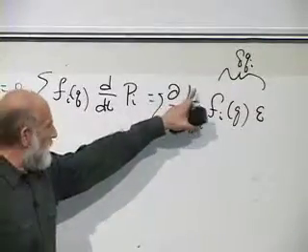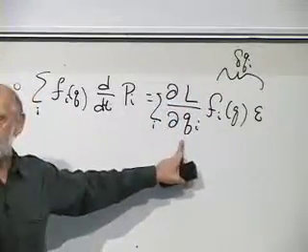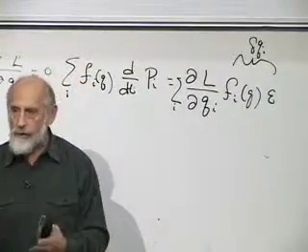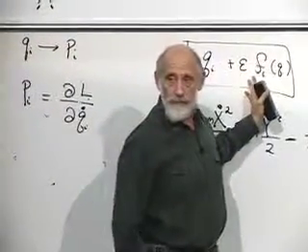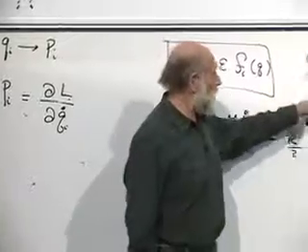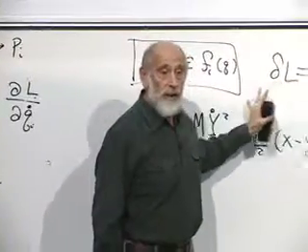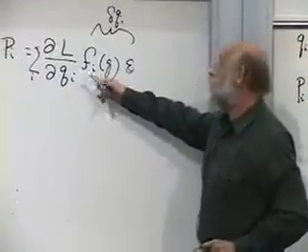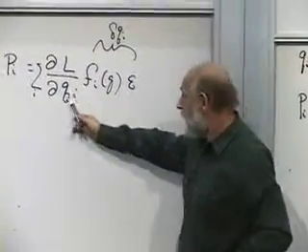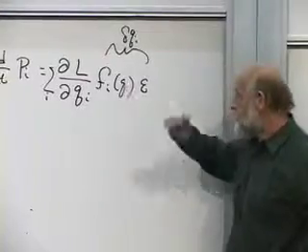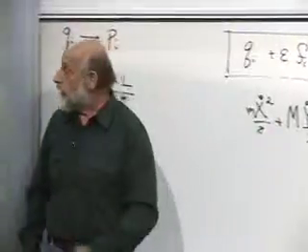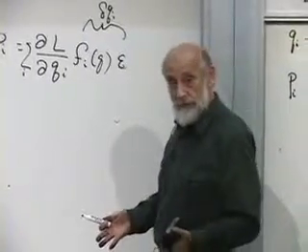What's the left-hand side? The left-hand side is the derivative of the Lagrangian with respect to Q times delta Q. That's the amount the Lagrangian changes when you do this operation. But the assumption is that we have a symmetry. If we have a symmetry, then the right-hand side is by definition 0. The change in the Lagrangian when we shift Q times the amount we change Q under the symmetry operation, that's assumed to be 0.